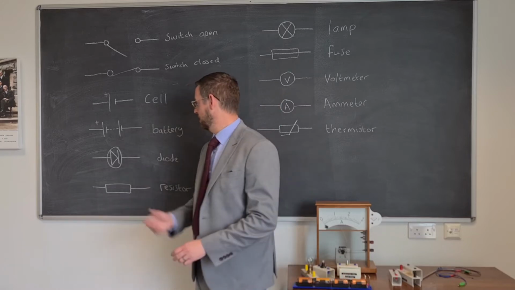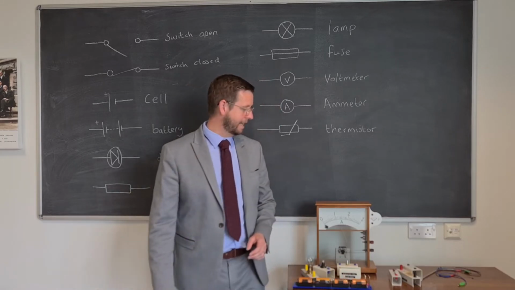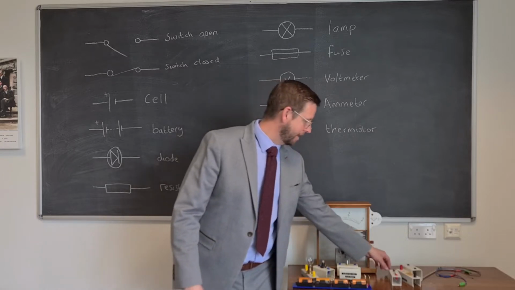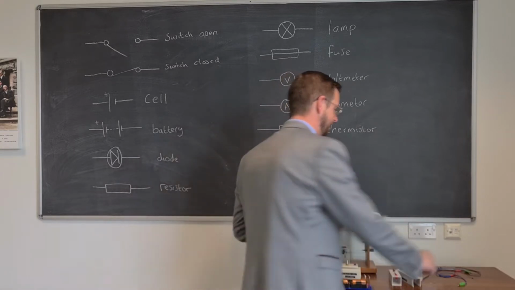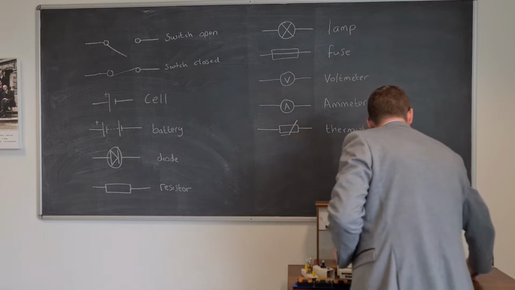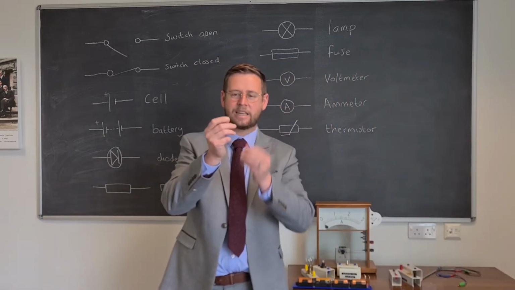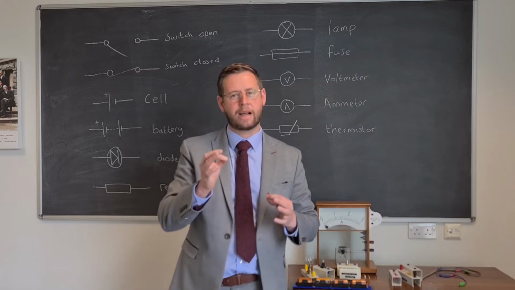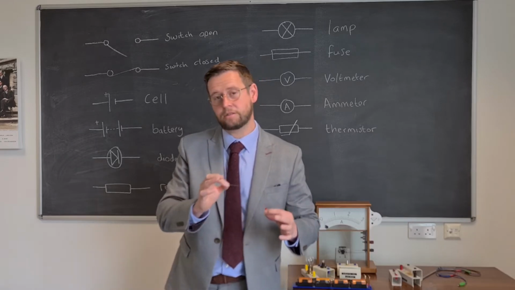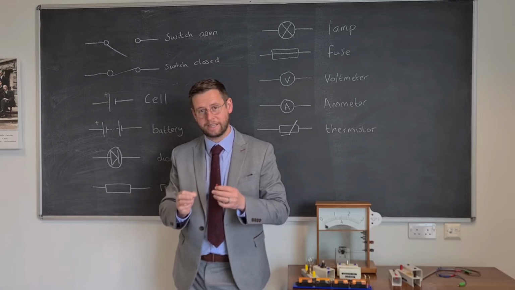The next thing that we need to know about is a diode. Now diodes are very strange components. And this one here is really, really small, and it is basically a component that only allows an electric current to flow through it in one direction only.